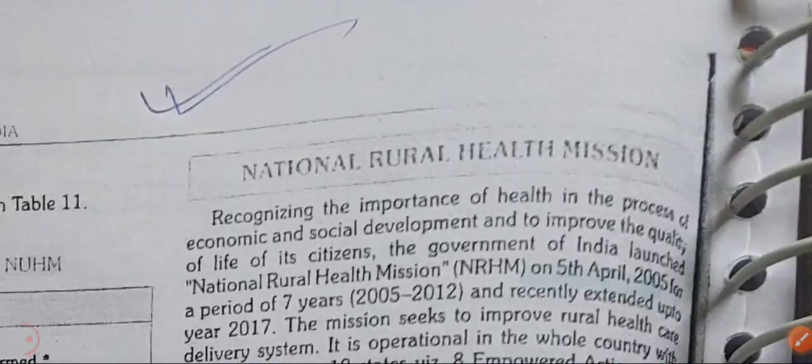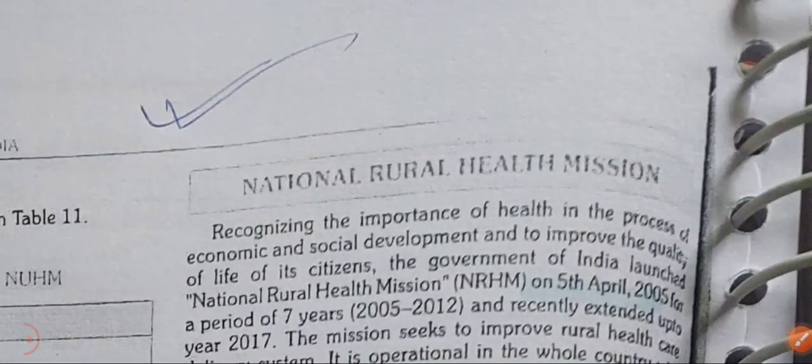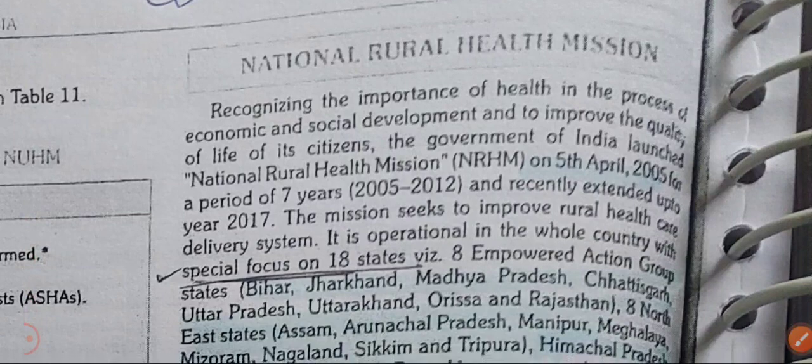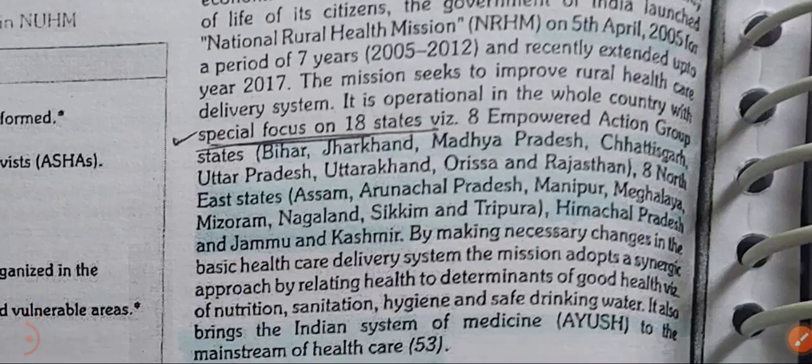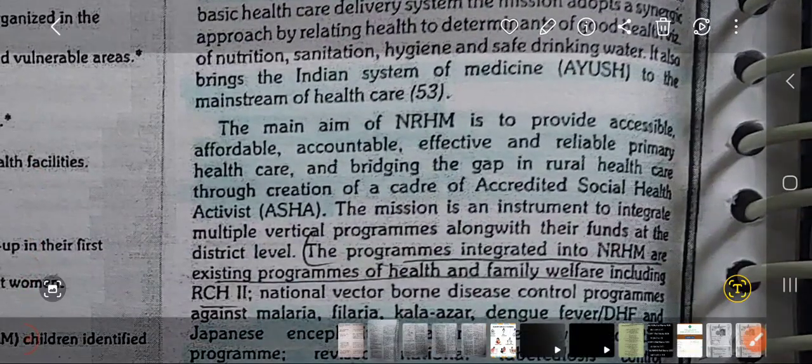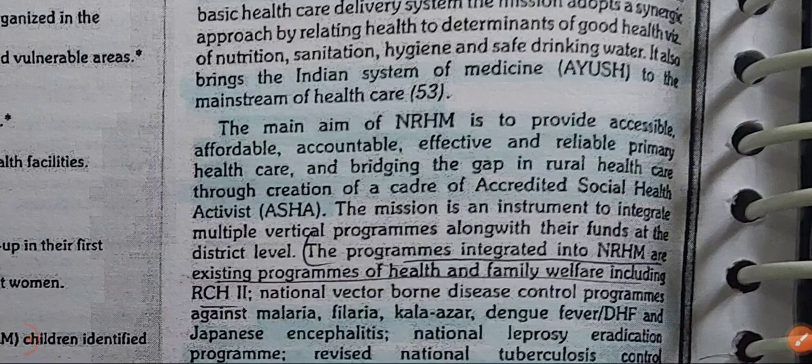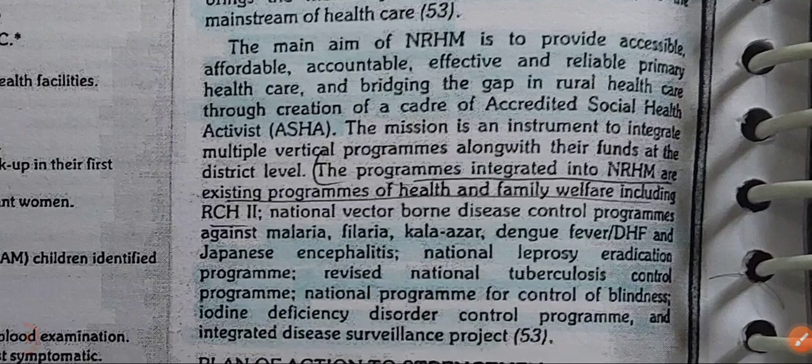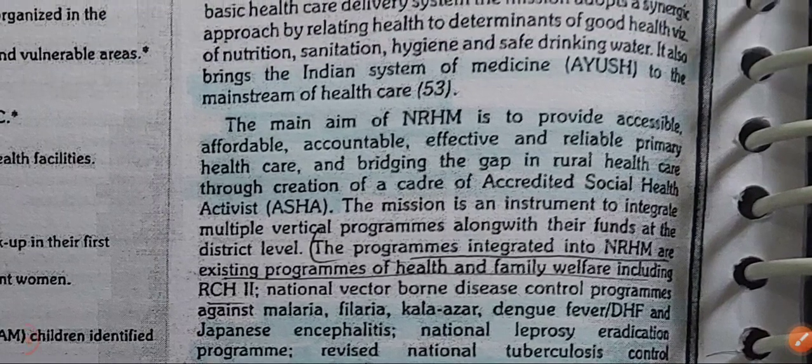So this National Rural Health Mission was launched on 5th April 2005, initially for 7 years, from 2005 to 2012, but then it was extended up to 2017. What is the core aim? The core aim is to provide accessible, affordable, accountable, effective and reliable primary healthcare to the rural population.